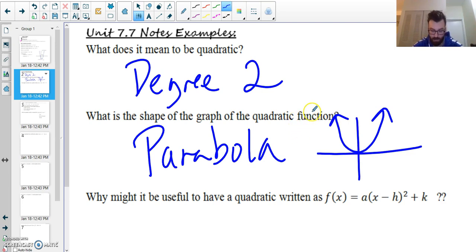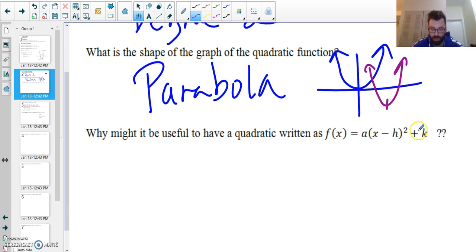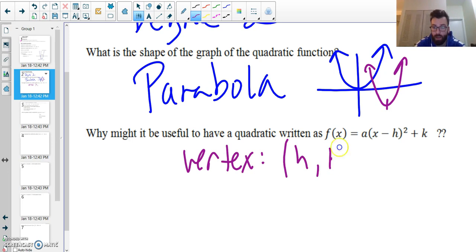Why might it be useful to have a quadratic written in this form? Well, first of all, if my graph was down here, then my new vertex would be over and down. Why is it easy? Because it's easy to see using my a value whether this stretches or shrinks. Thinking about when we did transformations first semester, the a value determines the stretch or shrink of a graph. And how my function shifts: my vertex is going to be found by h comma k, and then our line of symmetry.